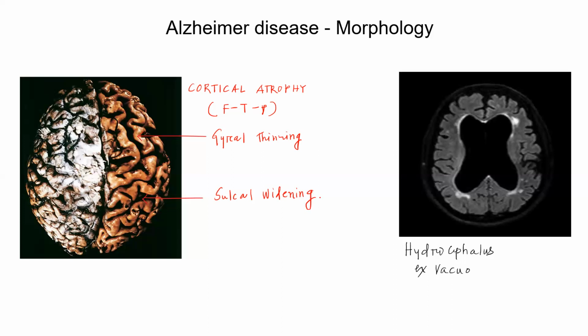You can find a type of hydrocephalus known as hydrocephalus ex vacuo. Basically, it's a hydrocephalus mimic, because here the ventricles are secondarily dilated because of the cortical atrophy. So the ventricles are dilated, but it is not because of increased CSF. It is because the surrounding cortices are atrophied. That's why there is a compensatory dilatation of the ventricles, known as hydrocephalus ex vacuo.